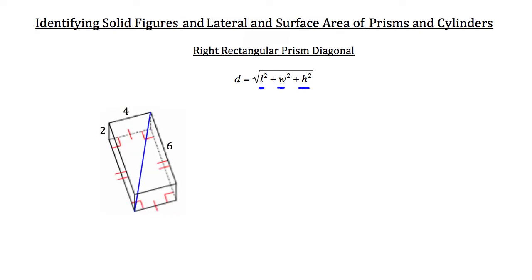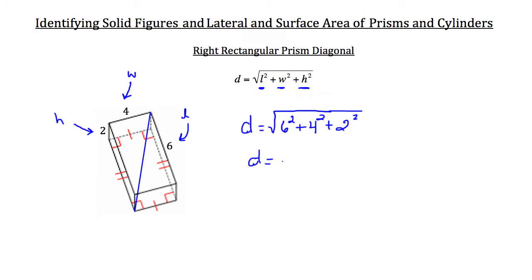Here we have a right rectangular prism, and I've given you that it has a width of 4, a height of 2, and a length of 6. And I'd like you to calculate the diagonal of this prism. So, the length of the diagonal is equal to the square root of the length squared, so 6 squared, plus the width squared, which is 4 squared, plus the height squared, which is 2 squared.